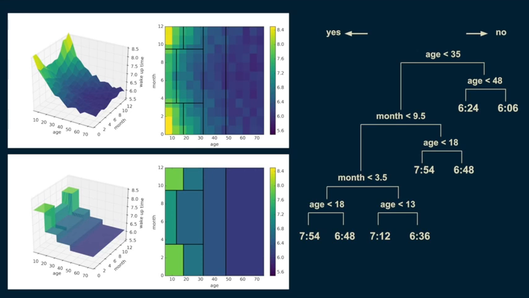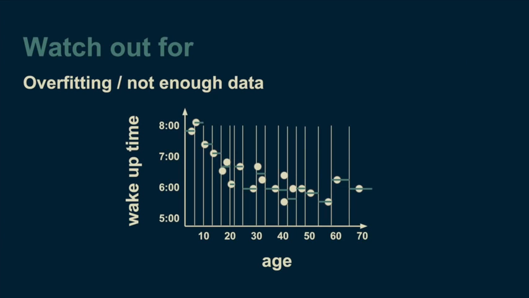The power of decision trees is not without pitfalls. An important one to watch out for is overfitting. Returning to our example of a single variable regression tree, age versus wake-up time, imagine that we continue to make cuts on the age axis until there were only 1 or 2 data points in each bucket.